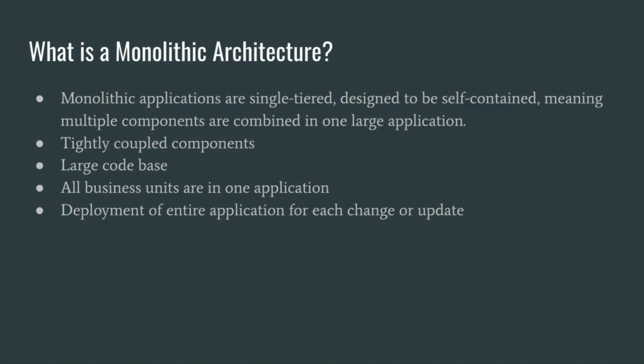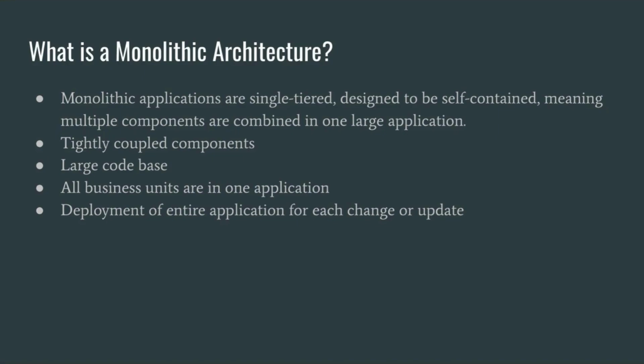So first things first, we want to start with what is a monolithic architecture. A monolithic application is basically a single-tiered application that is designed to be self-contained, meaning all the components are combined into one large application. These are tightly coupled components, and they need each other in one code base to work together as a unit to deliver that particular business requirement.